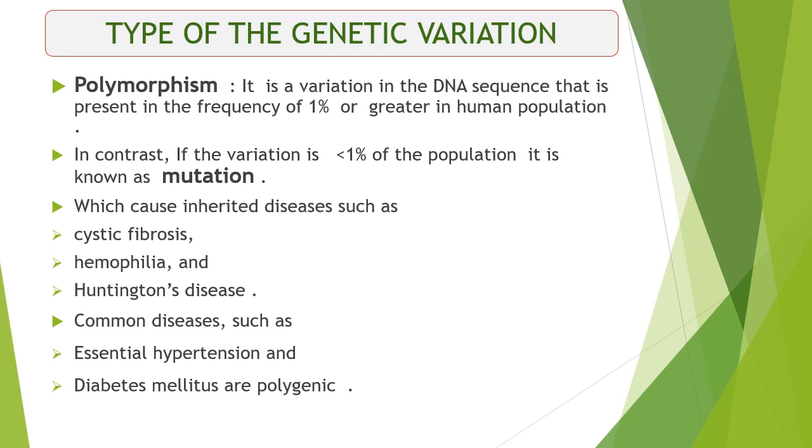Common diseases such as essential hypertension and diabetes mellitus are polygenic. These are due to interaction between multiple genetic polymorphisms with environmental factors responsible for disease susceptibility.